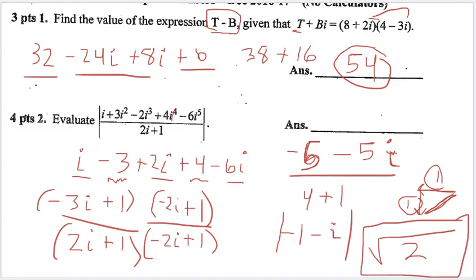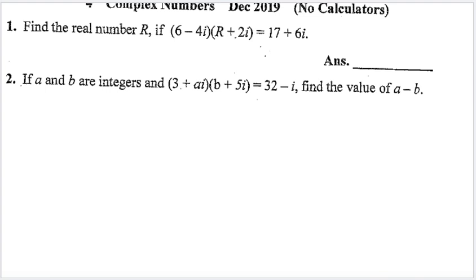All right, let's try some more. I like these 3-point problems. Looks like we just need to multiply. 6 times r is 6r. 6 times 2i is 12i.